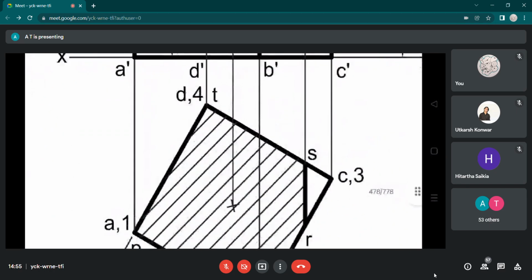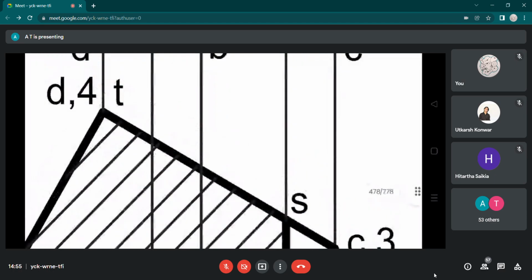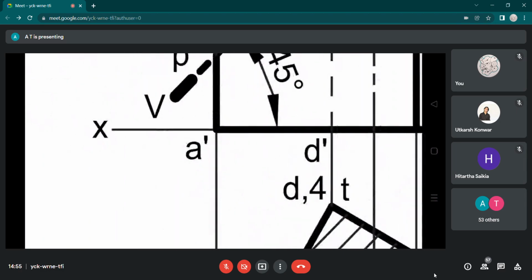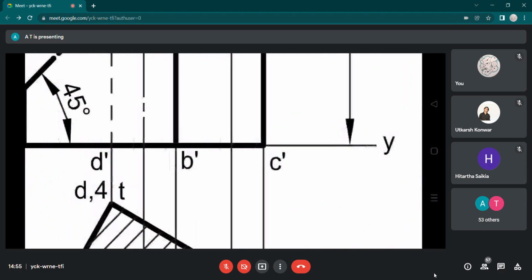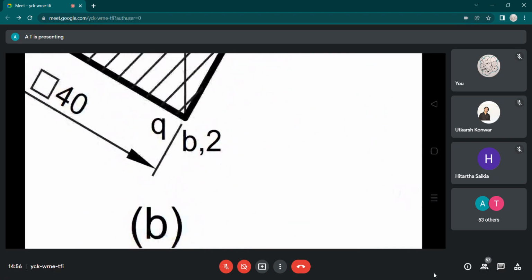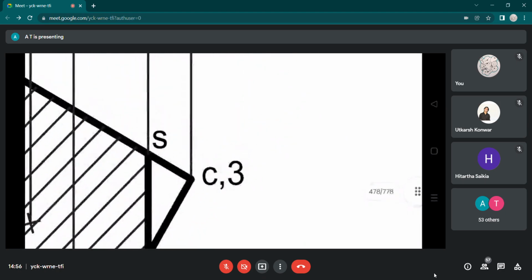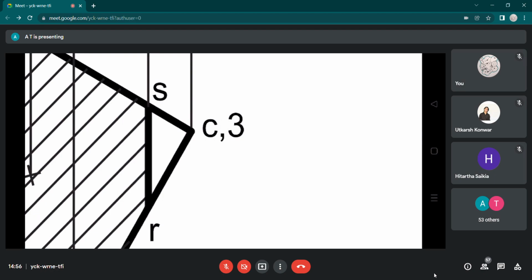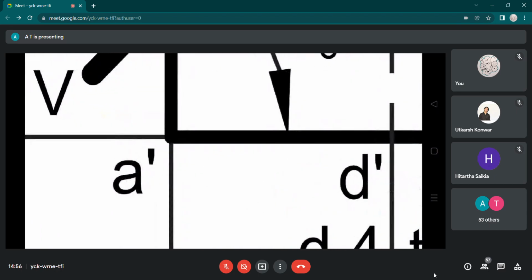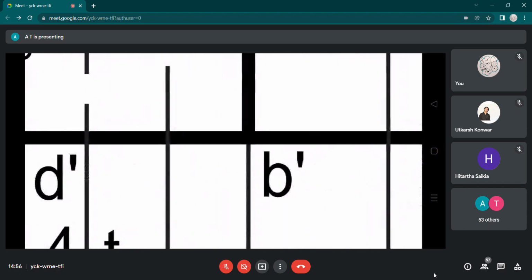So remember this side CD of the square will be inclined at 30 degrees to the X, and this is the Y axis. Then you have to project this A, this B, this C. Don't concentrate on SNR right now; forget about this. Then project this C, and after that project this D. So you will get A dash, then D dash, then B dash.